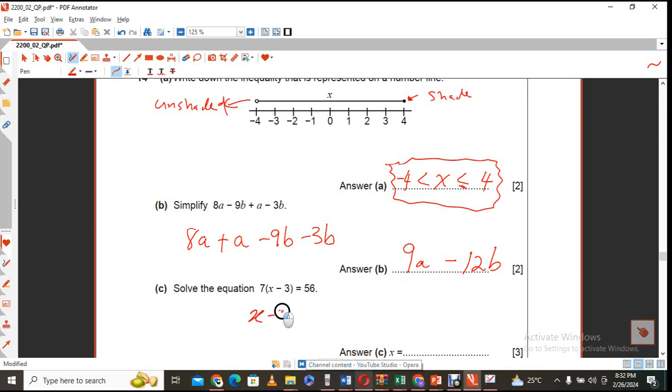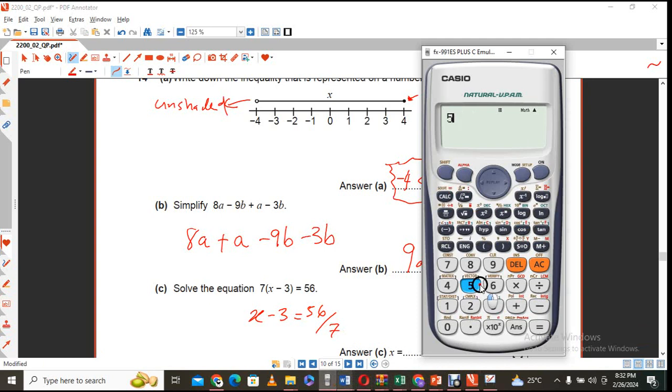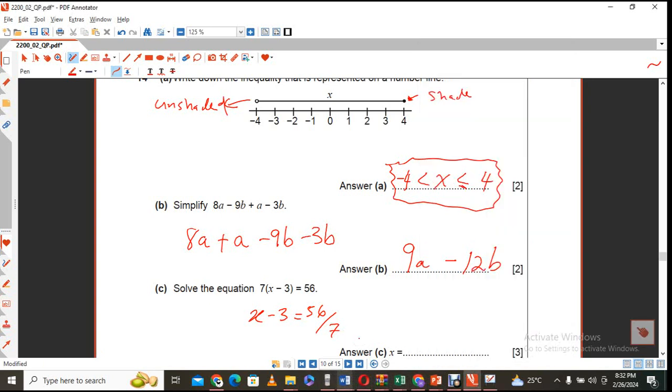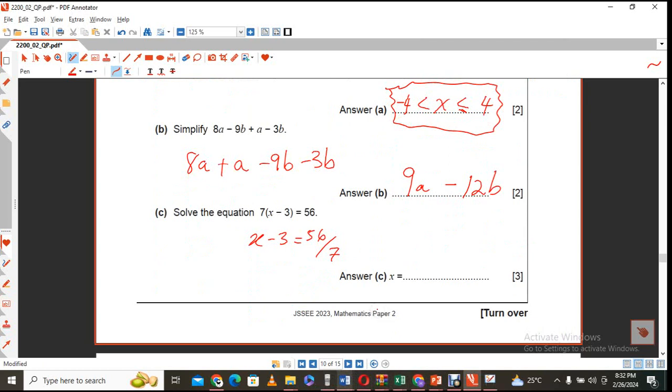Solving this equation, there are 2 ways you can do this. You can say, okay, 56 divided by 7, and you should know that answer is 8. So this is x minus 3 is equal to 8. Then x equals 8 plus 3, which is 11 as a final answer.